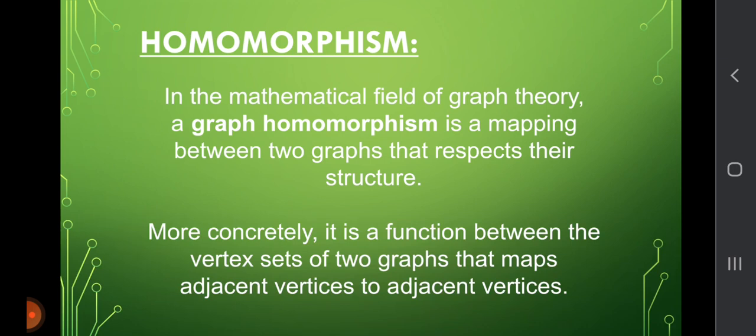What is homomorphism? In the mathematical field of graph theory, a graph homomorphism is a mapping between two graphs that respects their structure. This means we are mapping two different graphs with the same connection. More strictly, it is a function between the vertex sets of two graphs that maps adjacent vertices to adjacent vertices.